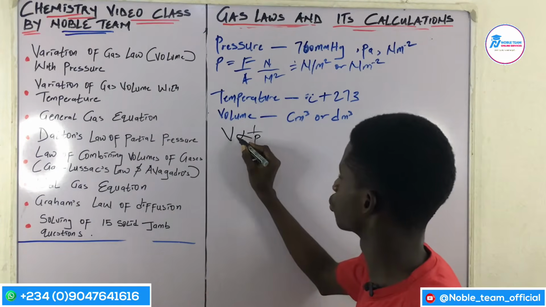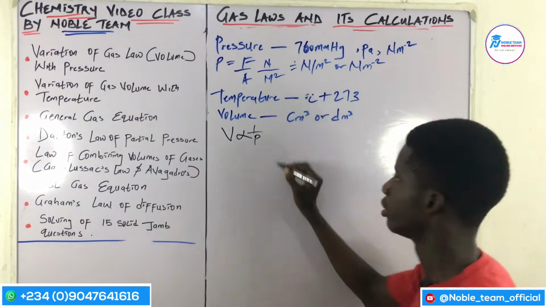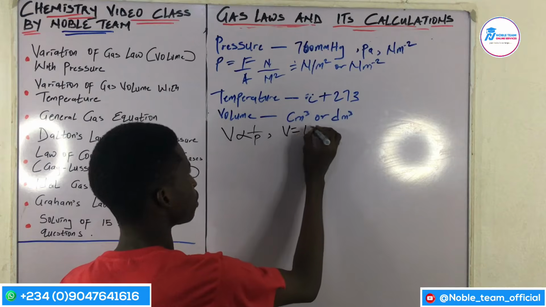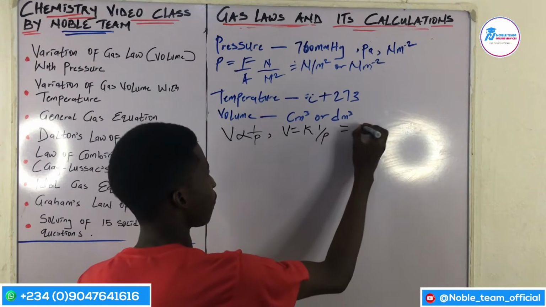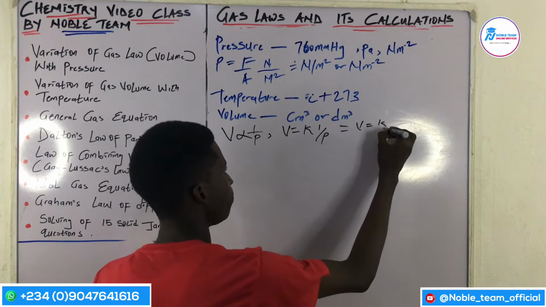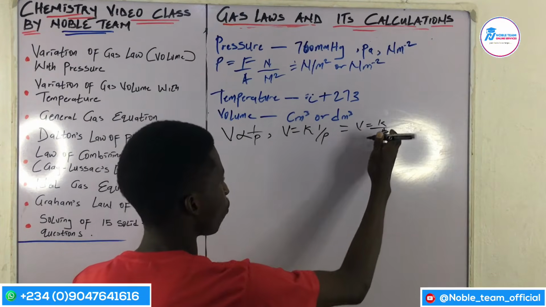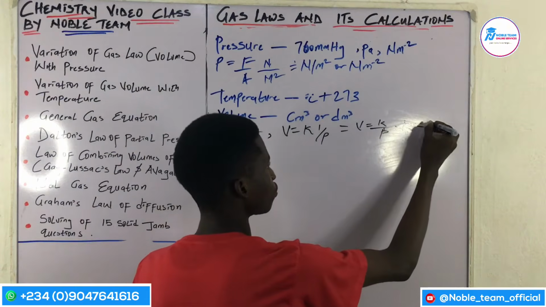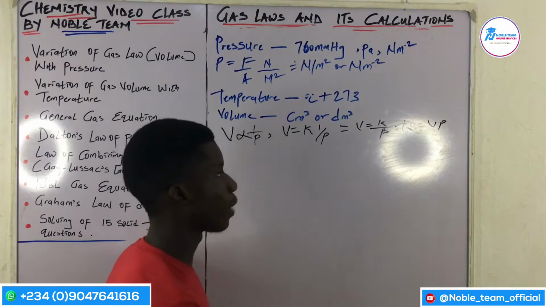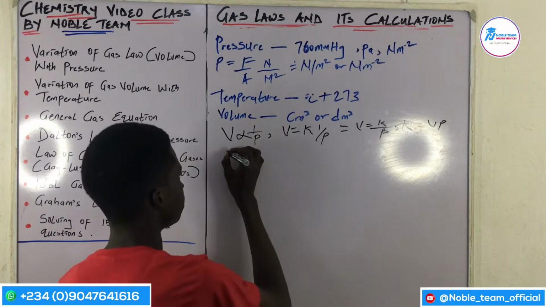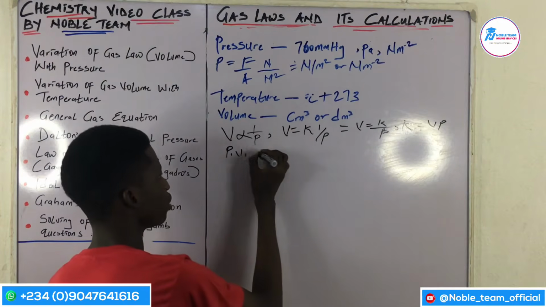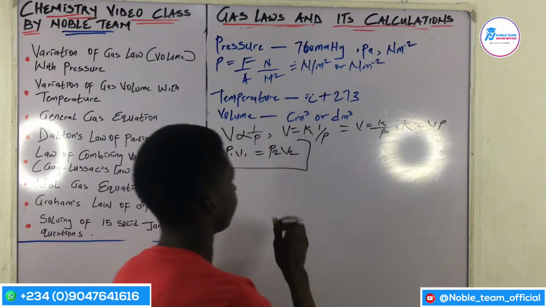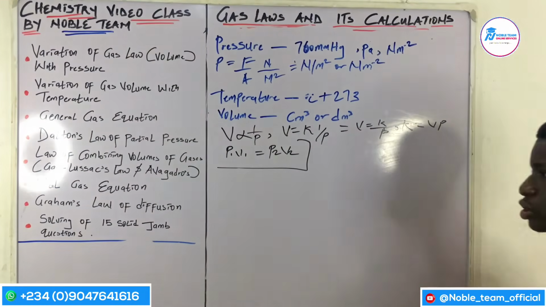Now, I want us to remove this sign of proportionality. It is going to be V is equal to K over P. Now, I want this K to stand on its own. It is going to be K is equal to VP. So that is why the general equation for Boyle's law is P1V1 is equal to P2V2. This is the correct formula for solving Boyle's law.